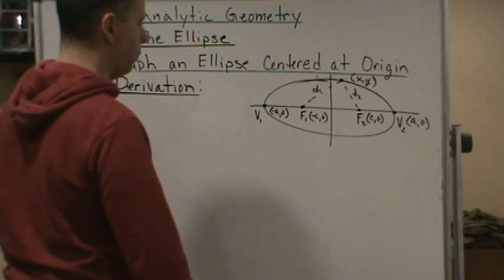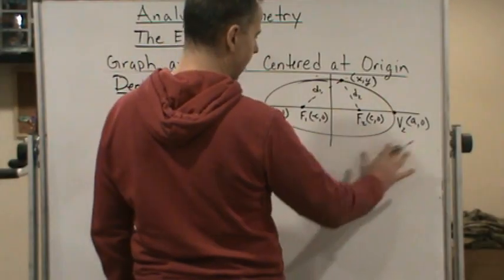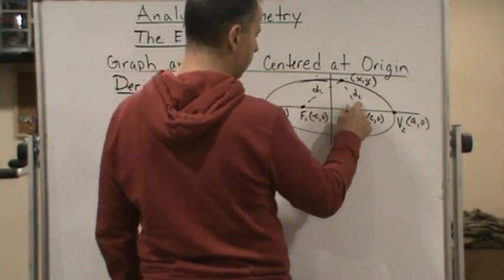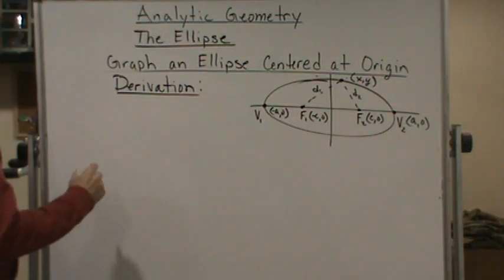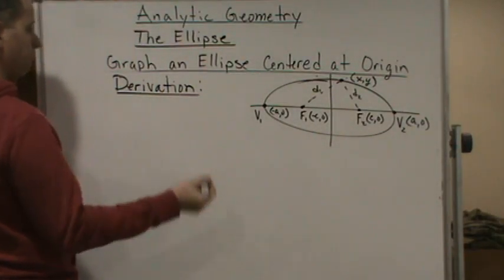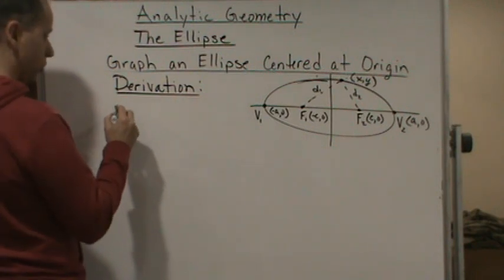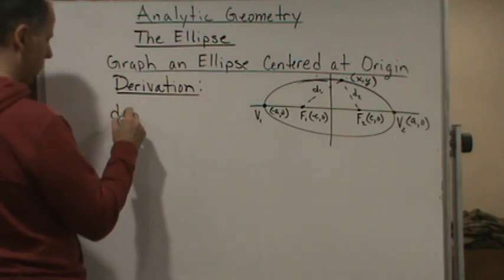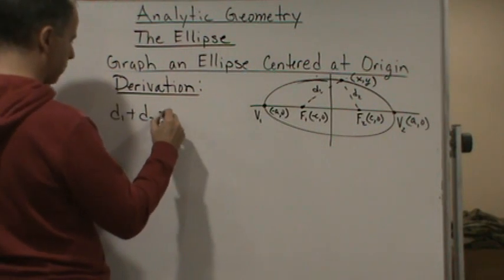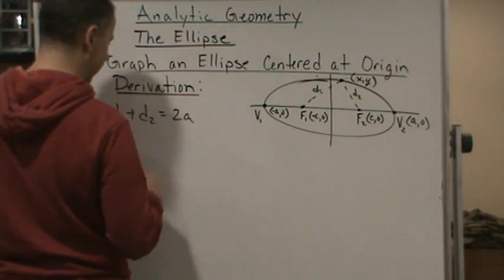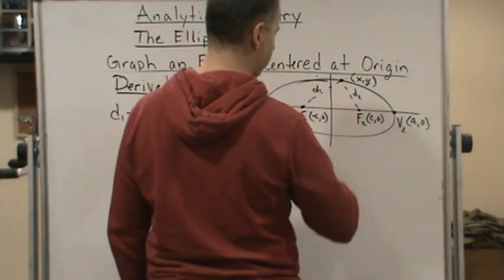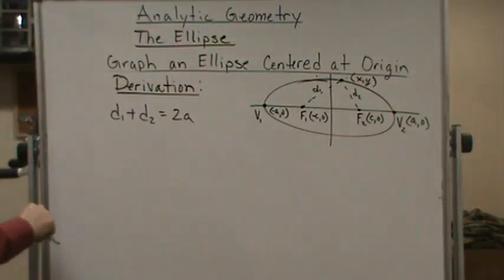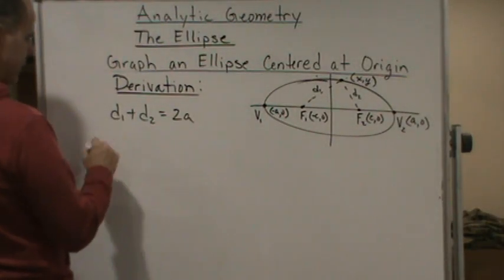So now let's go with any point on here. We know that d1 plus d2 for any point on the graph of the ellipse is going to be equal to 2a. So d1 plus d2 must equal 2a. Now what we're going to do is take any point x, y. We're going to use the distance formula to represent d1 and d2.